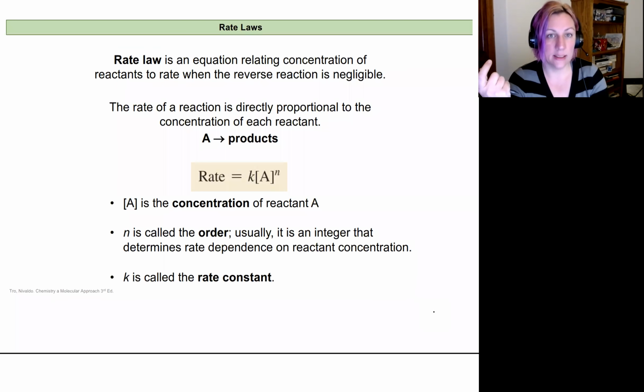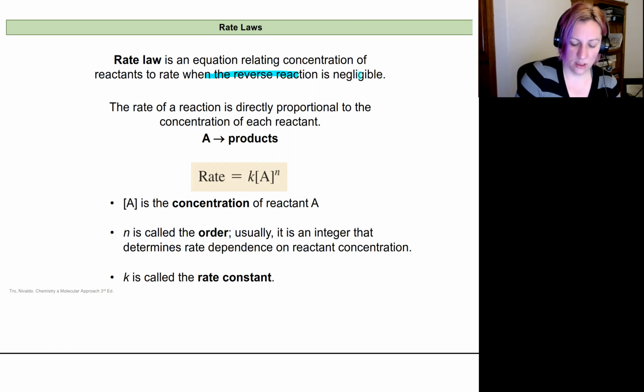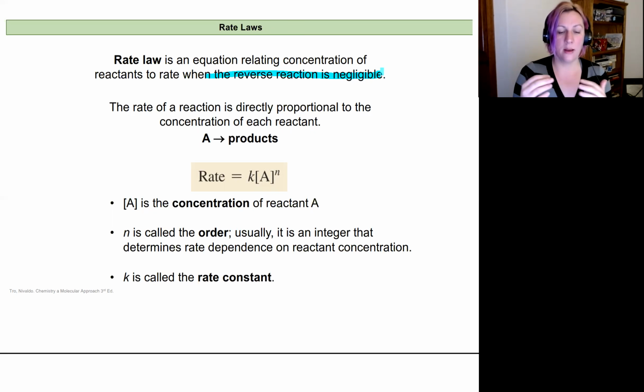So a rate law, in essence, is just an equation relating the concentration of reactants to the rate when the reverse reaction is negligible. That piece at the end of the definition is really referring to the fact that we're going to treat all of our reactants as likely becoming products. And again, we'll talk more about these reversible reactions and equilibrium a little bit later in the quarter. Right now we're just going to recognize that reactions proceed from reactants to products, and sometimes our products will form reactants as they collide, that there's a reverse reaction that occurs.